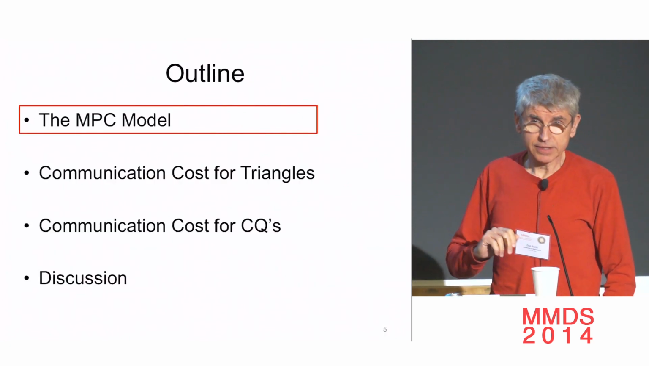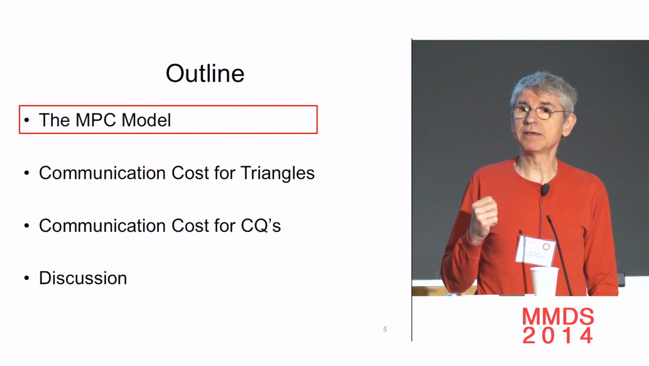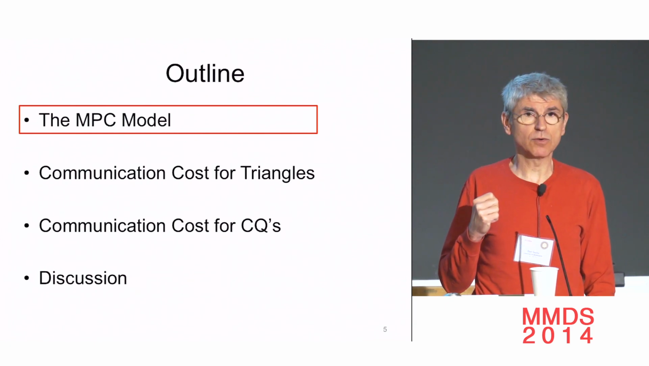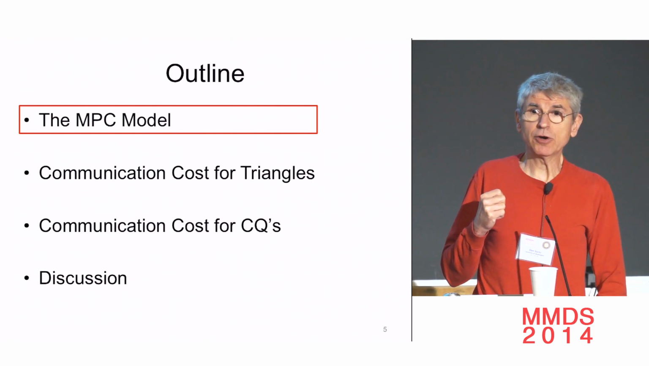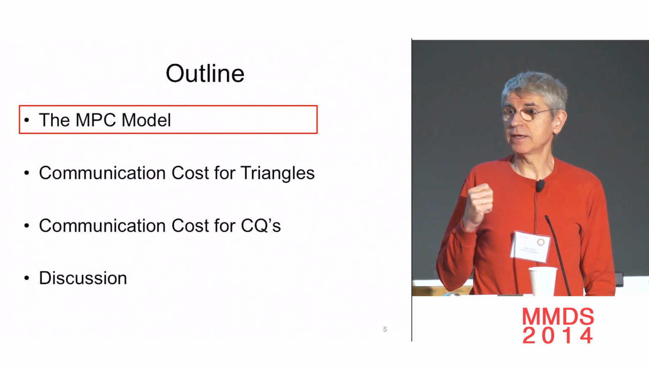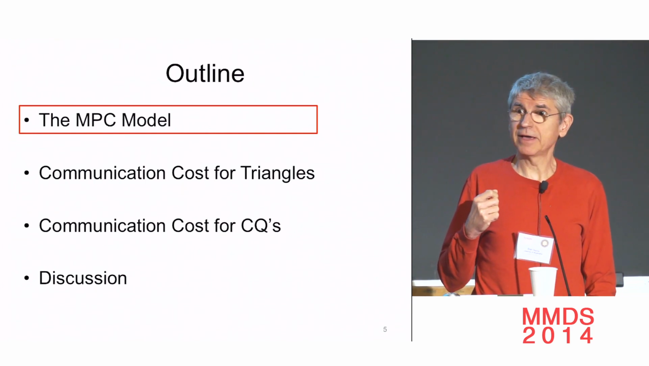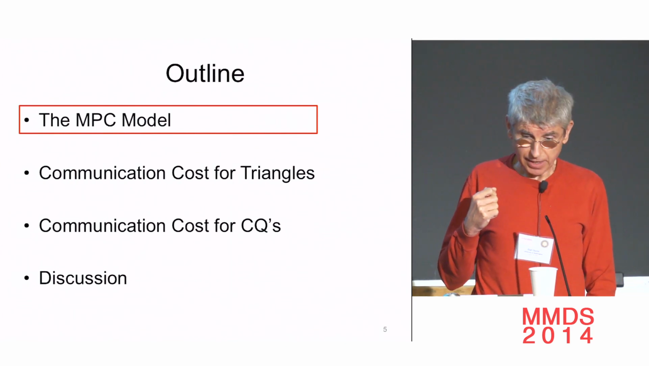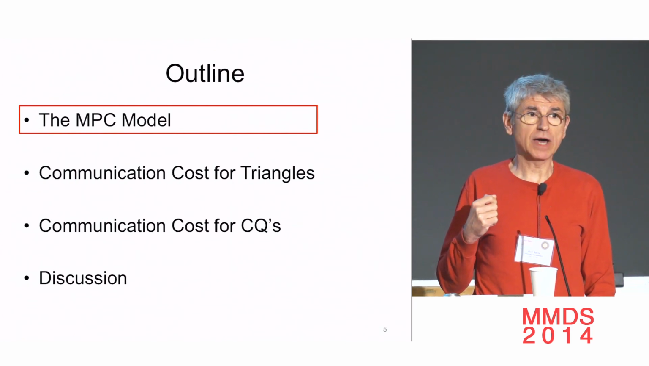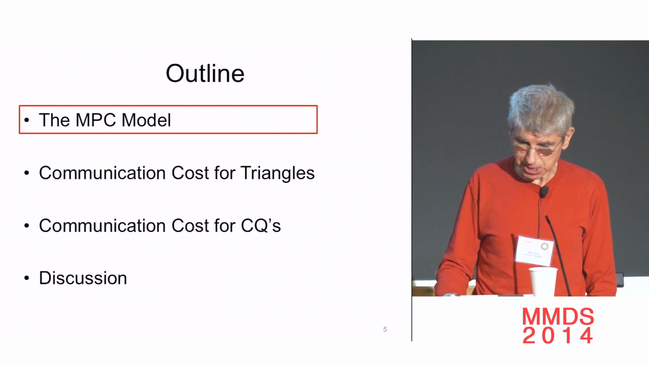Good. So here is the outline for my talk. I'm going to describe to you this very simple model of communication that we call the massively parallel communication model. Then I'm going to show you how to analyze the communication cost for a simple but interesting query, the triangle query. Then I'm going to generalize this to arbitrary full conjunctive queries, and then I'll have a short discussion.